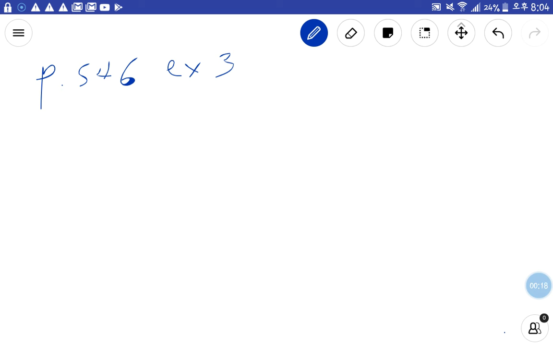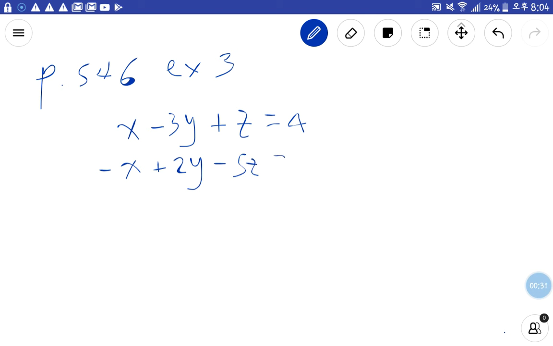Alright, we are going to solve this system: x minus 3y plus z equals 4, negative x plus 2y minus 5z equals 3, 5x minus 13y plus 13z equals 8. Okay, let me check that I copied it all down right. All right, good. So we are going to use Gaussian elimination.